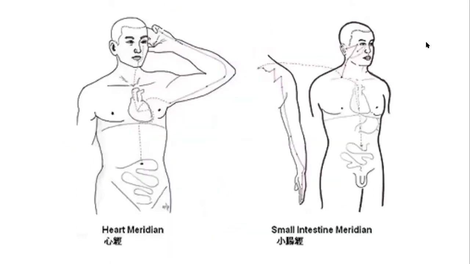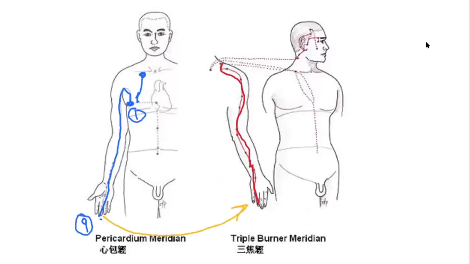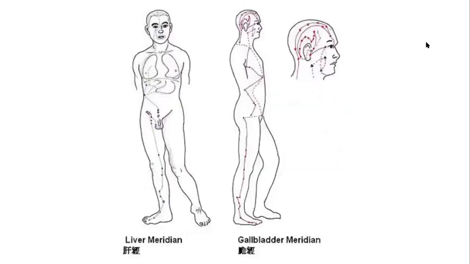So that's the triple burner, Sanjiao. It also goes up here, past the ear, and ends on the side of the eyes. And Sanjiao is 23. That's one. Okay, one more set, then we are done.